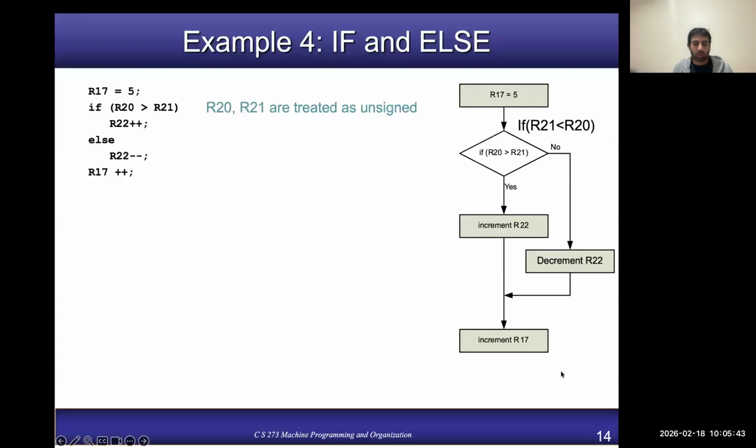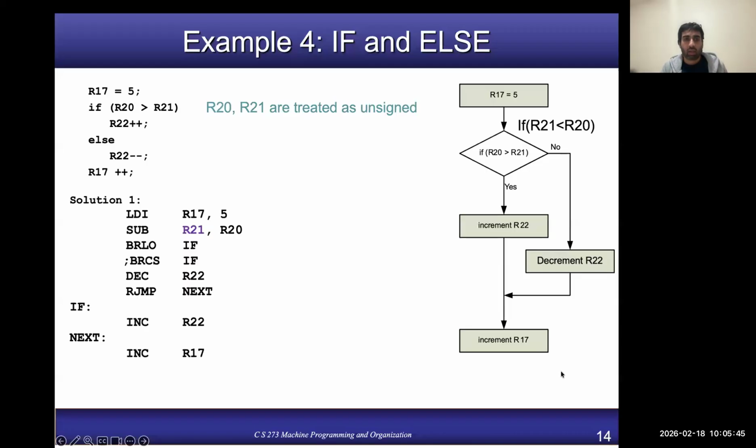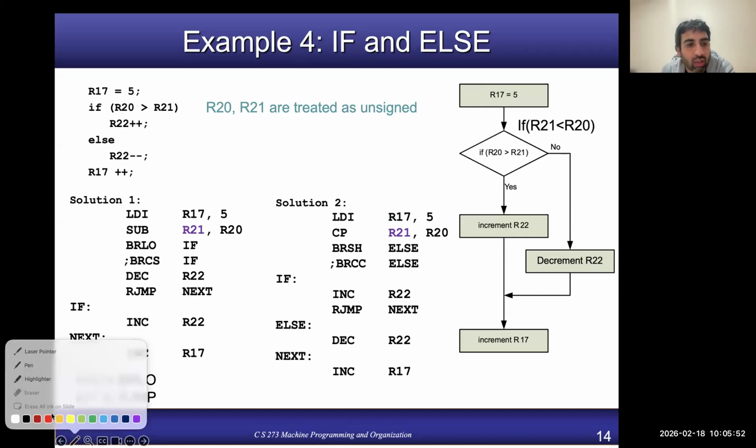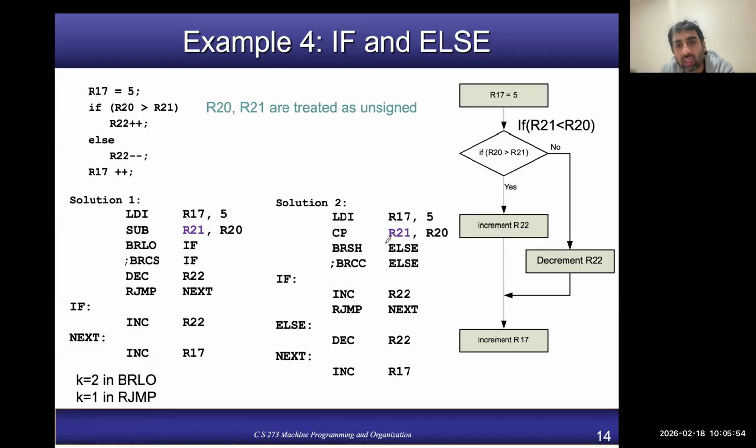So is everyone clear on what I explained? Let's first look at solution two, because solution two is what I showed you on OneNote, right? So here you are doing exactly the same thing. Compare R21, R20. If same or higher, then increment R22 and then jump. I mean, this is kind of a different way of saying the same thing.